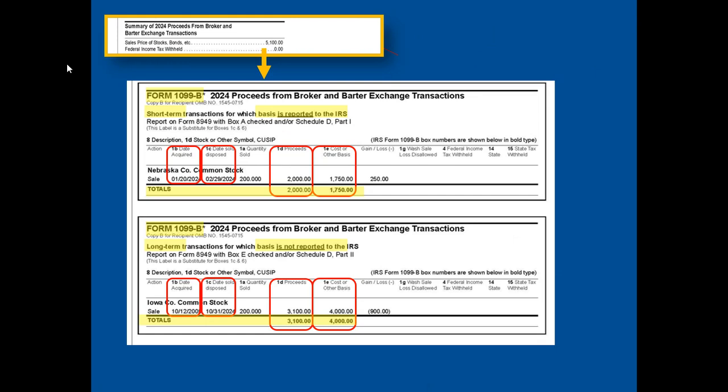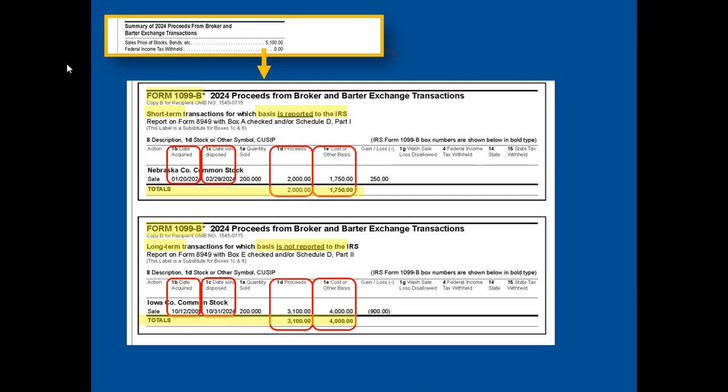The first one says it's a short-term transaction for which the basis, the cost, in other words, is reported to the IRS. When you enter this in the software, there's going to be a drop-down box, and you have to say, was the cost reported to the IRS or was the cost not reported to the IRS? And you just have to know which one to click, and it tells you right there on the form. You also need to know when they bought it and when they sold it, which I put those red boxes around for you, but I don't do that on the actual form for the client.